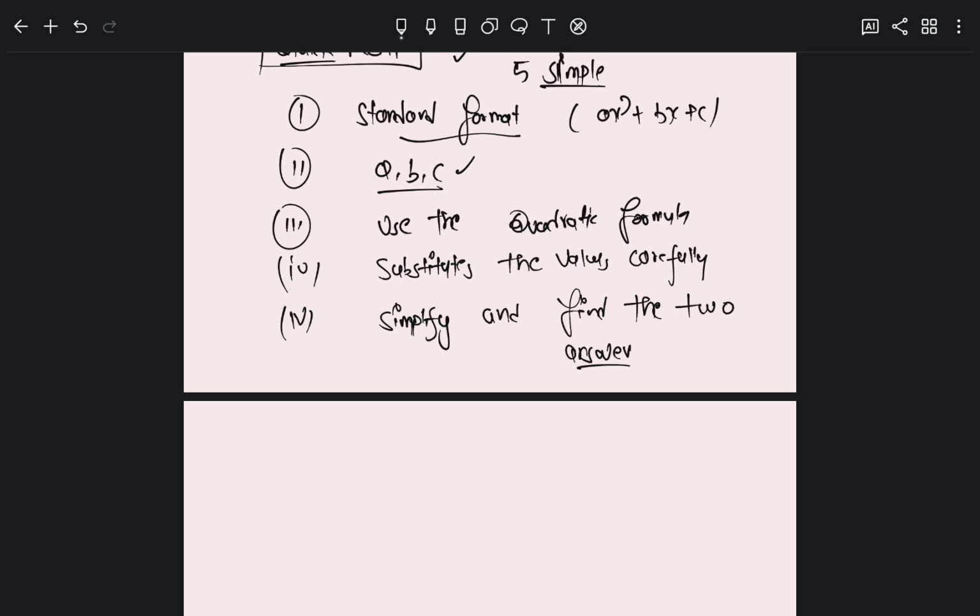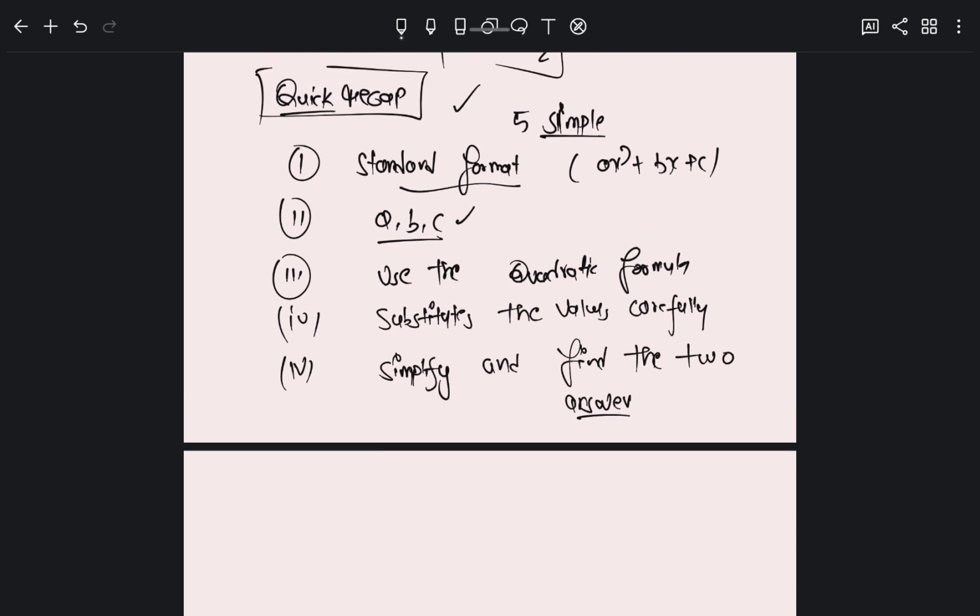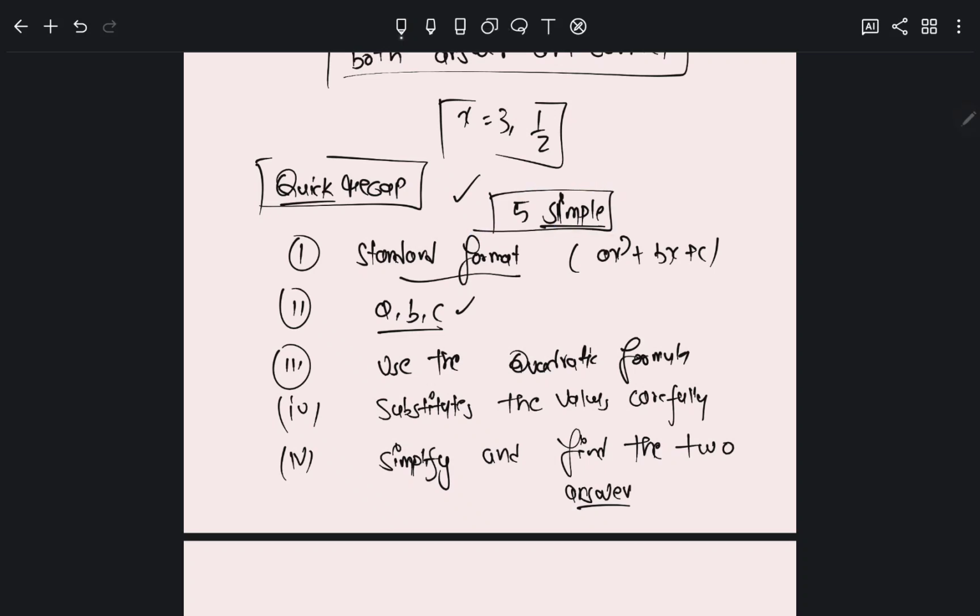So this is the five simple steps. You have to remember it.